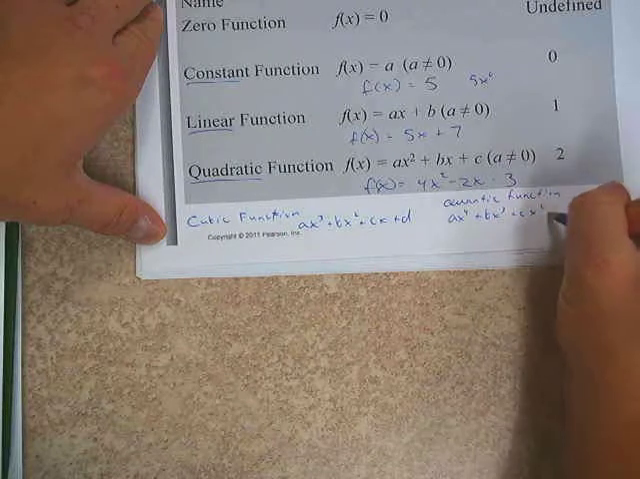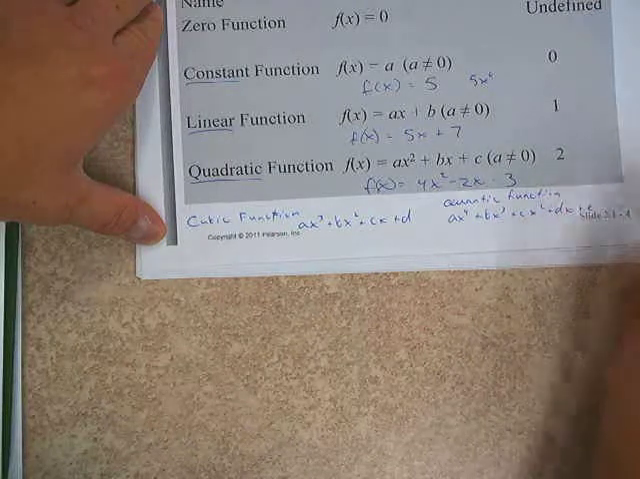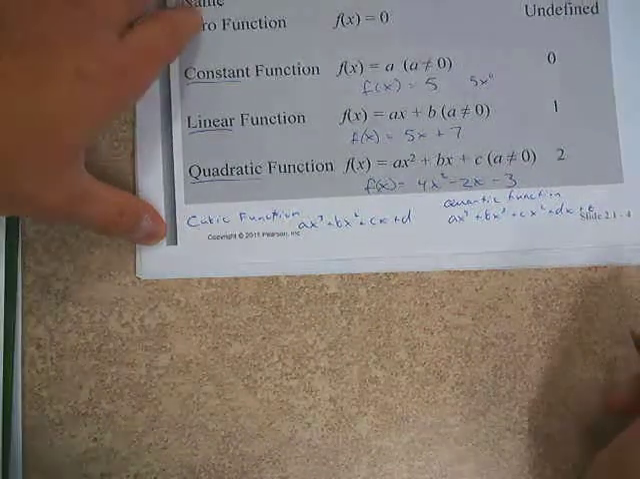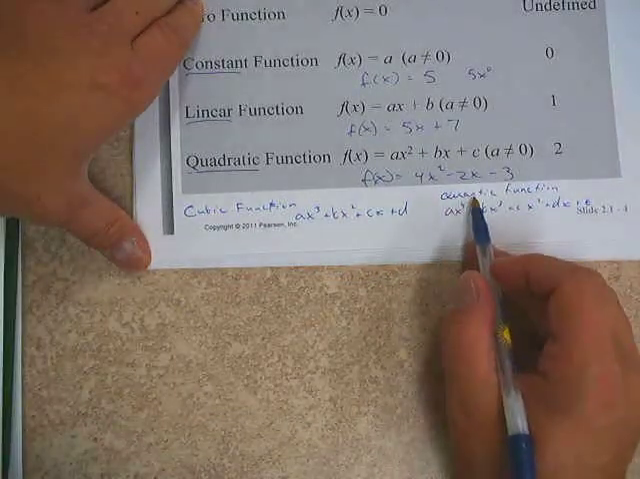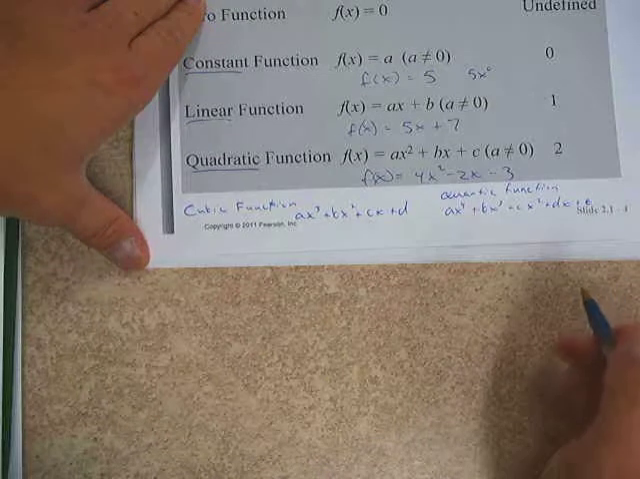The next one is a quartic function, which is of the form ax to the fourth plus bx cubed plus cx squared plus dx plus e.